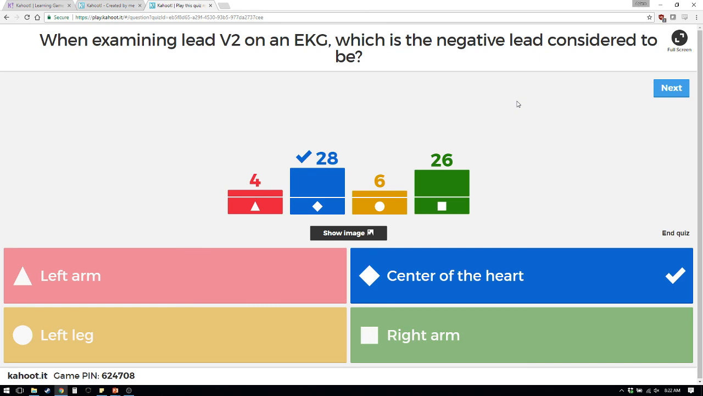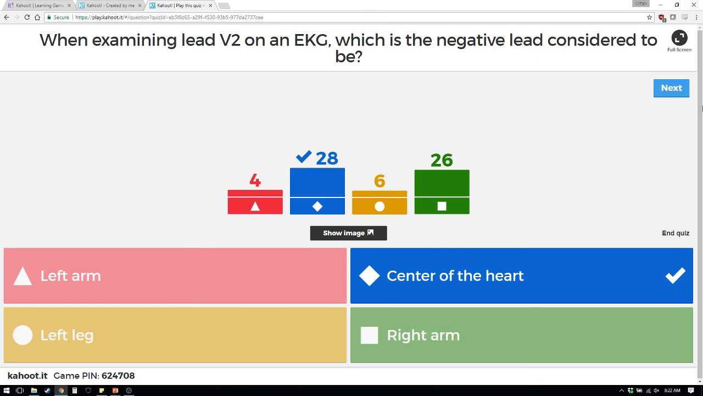Yes, ma'am. Is that the same for AVR, AVF, and AVL? They are all going to be using the center of the heart as the theoretical negative there, right? You're not actually putting an electrode into the center of the heart, but the machine is able to calculate it essentially for you. It's able to compensate for that.